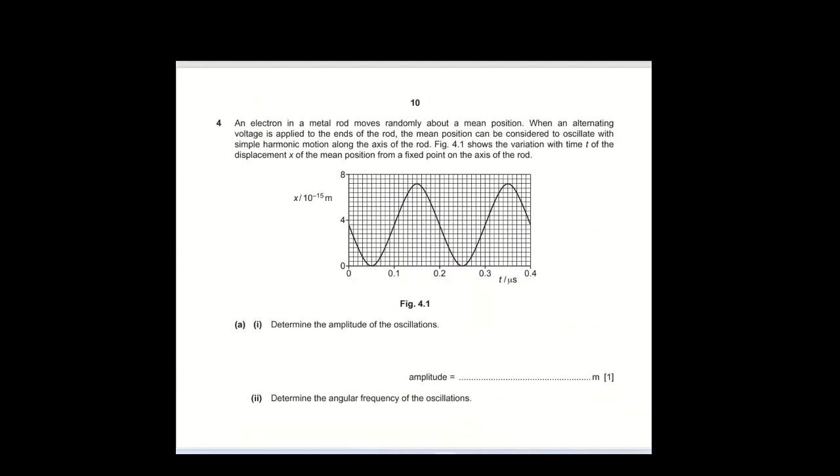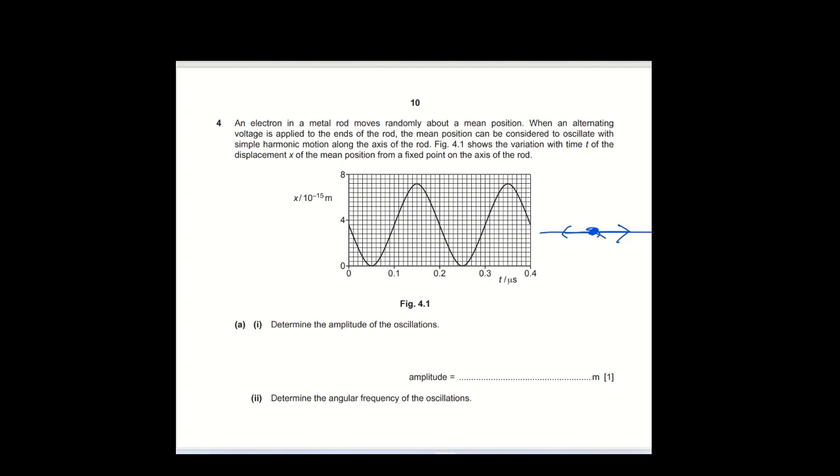Question number 4. An electron in a metal rod moves randomly about a mean position. When an alternating voltage is applied to the ends of the rod, the mean position can be considered to oscillate with simple harmonic motion about the axis of the rod. So if this is the mean position and this is the axis of the rod, this mean position is undergoing simple harmonic motion, and the variation with time t of displacement x of the mean position is given in a graph, and we have to determine in the first part the amplitude of the oscillation.